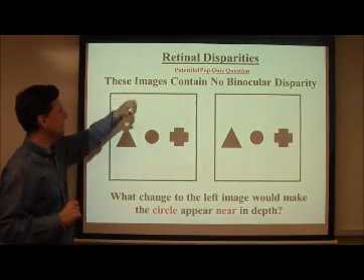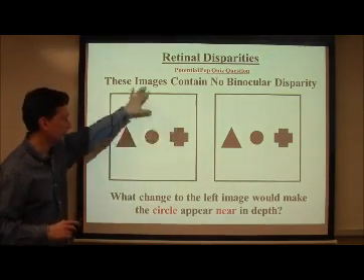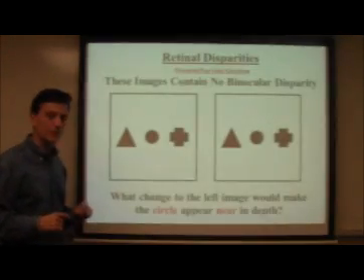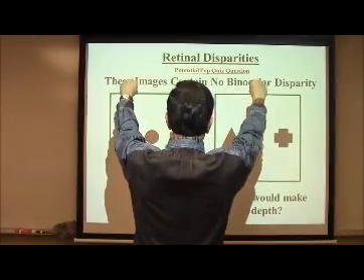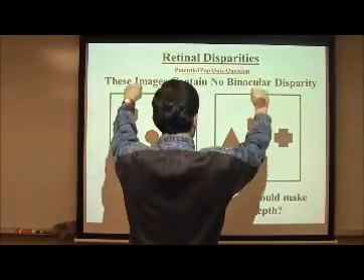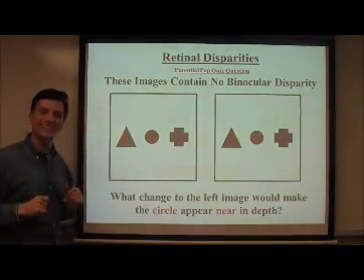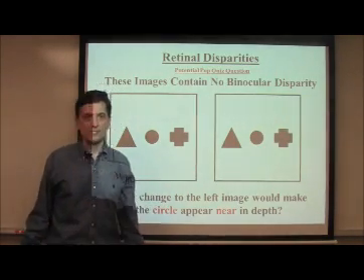Okay? And here's the potential pop quiz question. What change in the left image, that's this one over here, would make the circle appear near in depth? So let's remember what we're doing with our left eye's view and our right eye's view. How would we have to move these around in order to make this circle look near to you in depth? We'll let you think about that and jot down a potential answer.